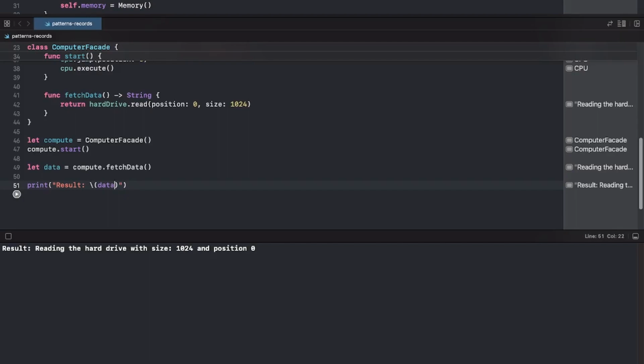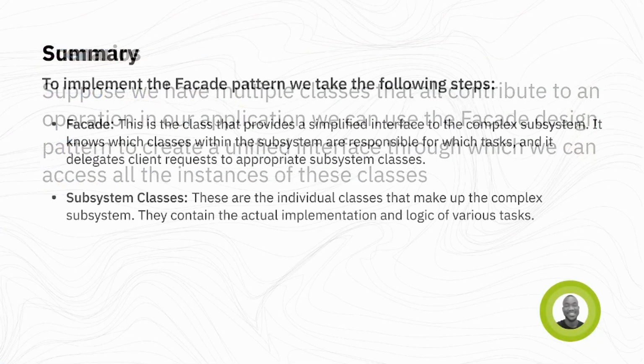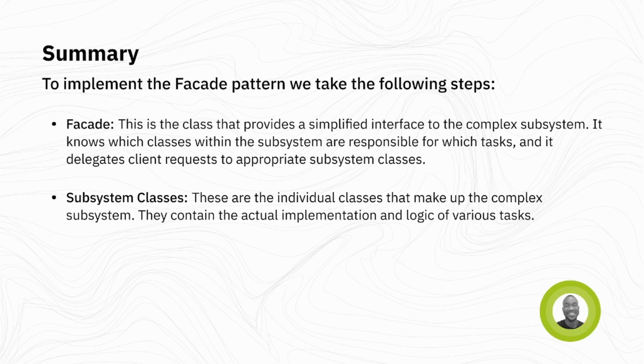So now I can see that we have our data being read and printed to the console. So in summary, this is what we've done. To implement the Facade pattern, we take the following steps. We first create some subsystems. These subsystems are just individual classes that make up that complex system. They contain the actual implementation and logic of various tasks which we wanted to achieve. Then we create a Facade. That Facade is just a single interface with which we can interact with all our subsystems, as we saw in our code. This class provides a simplified interface for the complex system. It knows which classes within the subsystem are responsible for which task, and it delegates client requests as appropriate.